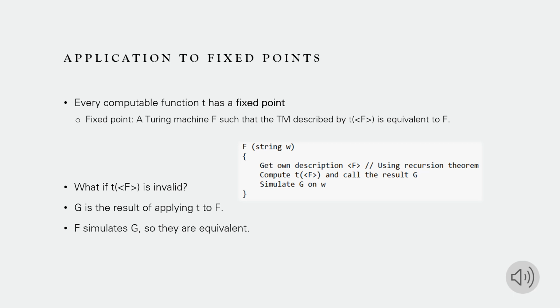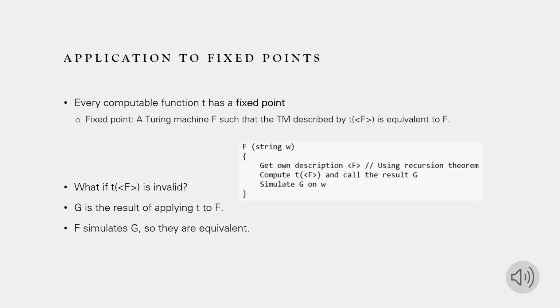And if the output of T is not a valid Turing machine, it's just treated as a Turing machine that rejects immediately the input. It rejects every input immediately. This fixed point F is shown here.